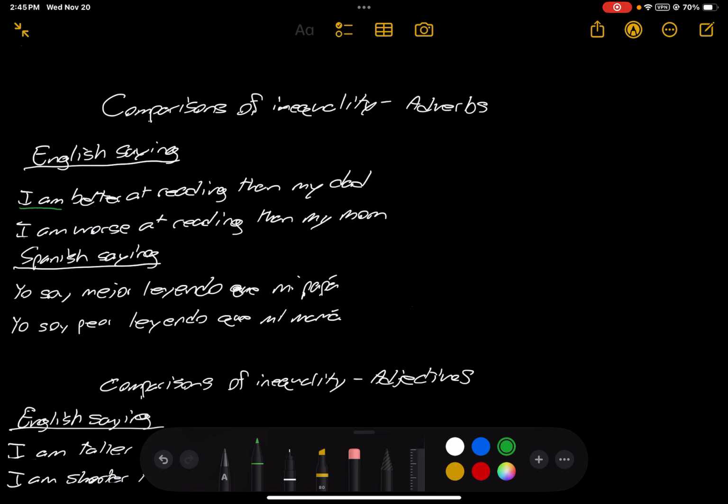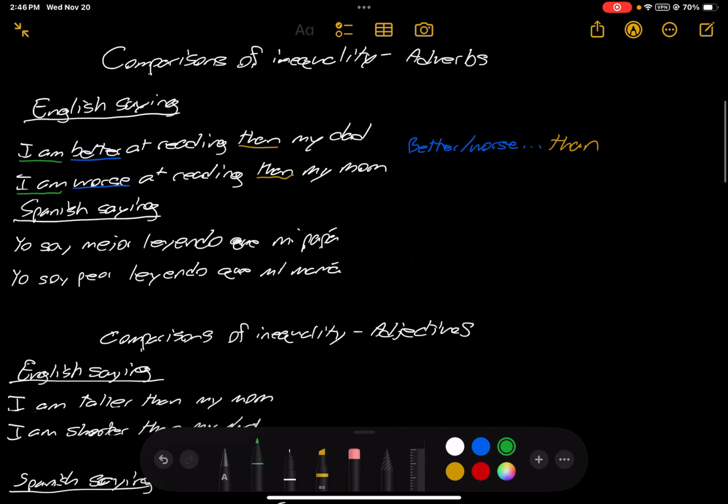Again, here's our conjugated verbs. Here are our comparison words, better and worse. And they're both followed by than. So, better and worse are followed by than.